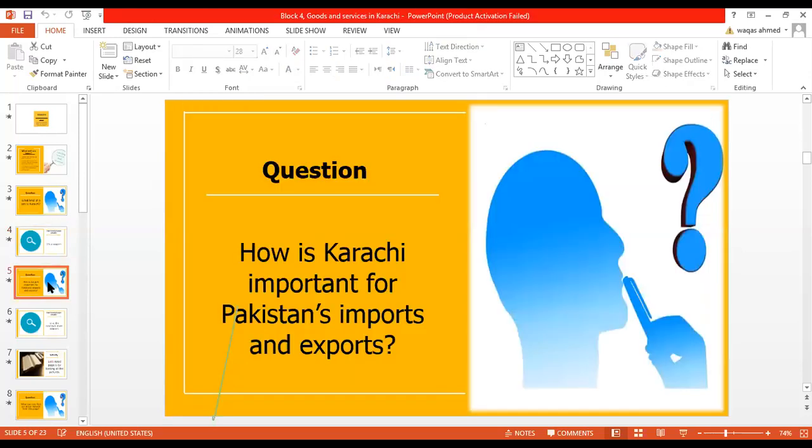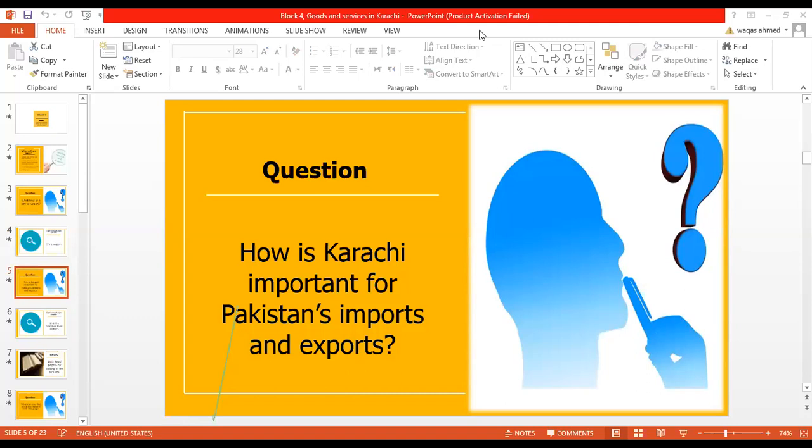The next question is also interesting. The question is, how is Karachi important for Pakistan's imports and exports? Who will tell me about it? Somebody wants to tell me? In this question, we have Karachi being important for Pakistan's imports and exports.